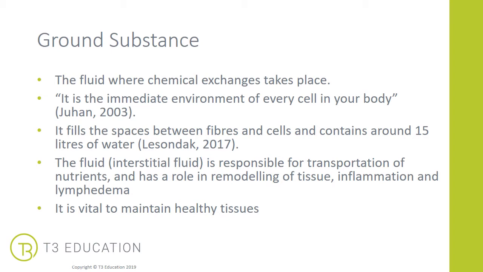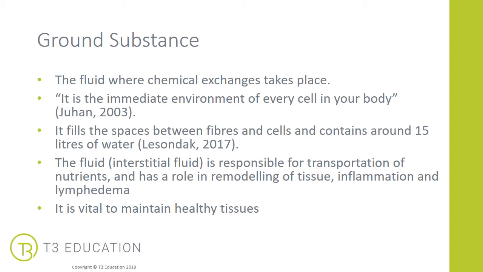Ground substance. So ground substance is the fluid part of the extracellular matrix, and it's where the chemical exchanges take place. As Johan described in his book, it is the immediate environment of every cell in your body. It fills all the spaces between the fibers and the cells and contains around 15 litres of water.